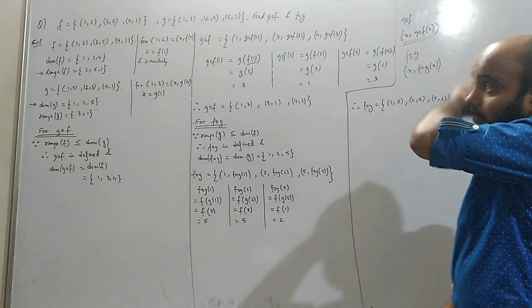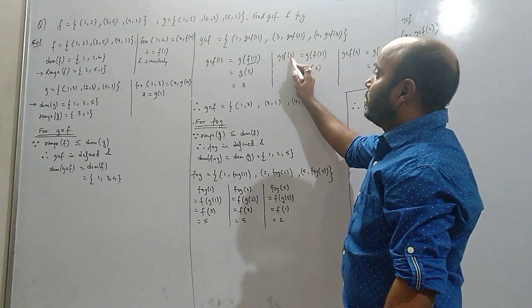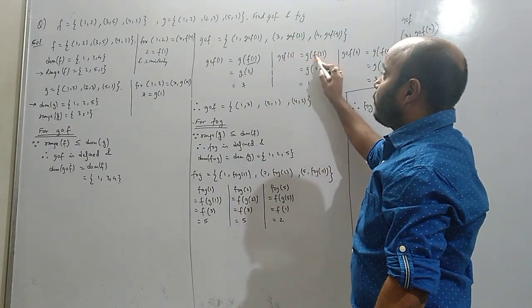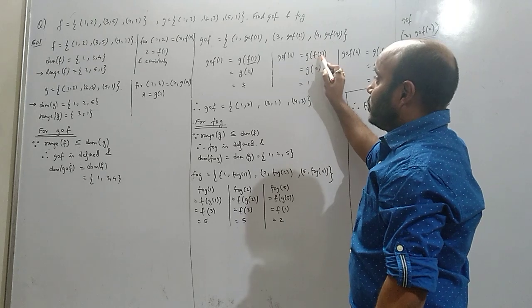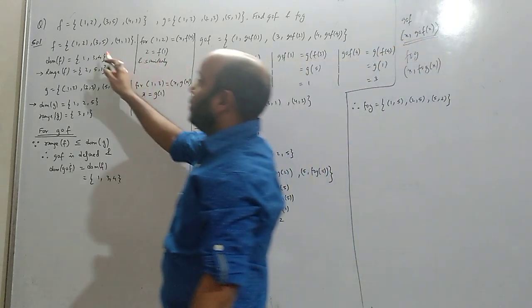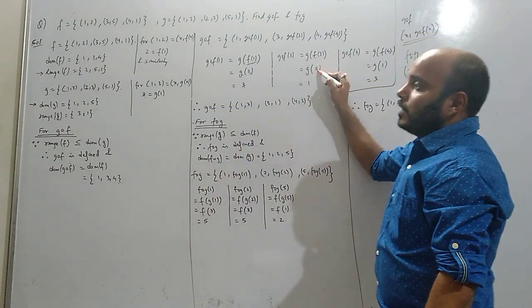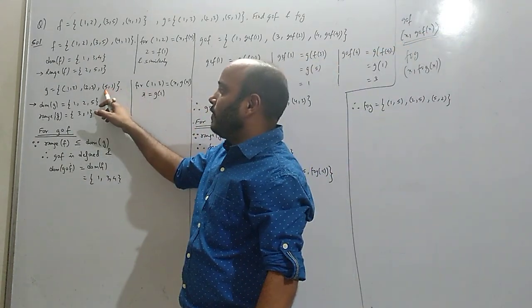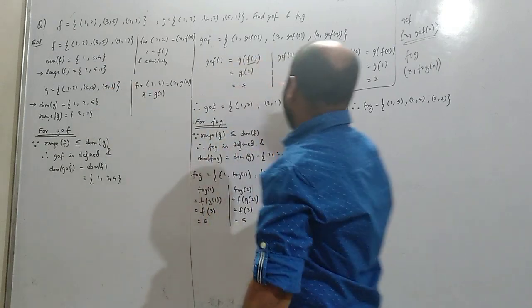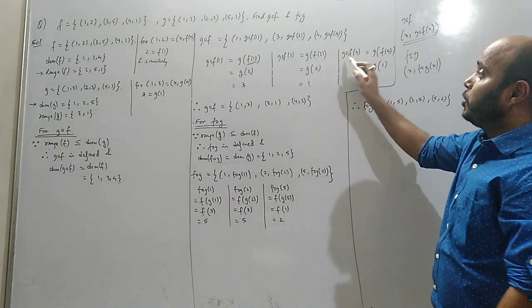Okay class. Similarly g of f of 3. f of 3. In f, check where the first element is 3. Where is 3? Here, that is 5. So the answer is 5. So g of 5. In g, check where the first element 5 is. Here, that means the answer is 1. Similarly, g of f of 4.